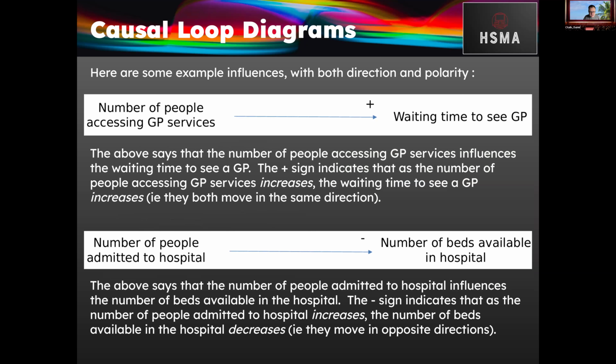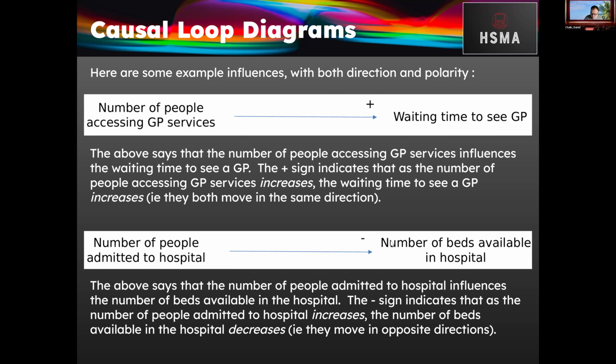In a causal loop diagram, we may see things like this. These are some example influences that show both direction and polarity. Here, what this is saying is that the number of people accessing GP services influences the waiting time to see a GP. That makes sense. So that's what that arrow says, that this thing influences this thing. The plus sign means they move in the same direction. That is to say, as the number of people who access GP services increases, the waiting time to see a GP also increases. That's fairly straightforward. So we've got the direction, and we've got the polarity, which indicates whether they're moving in the same direction or not.